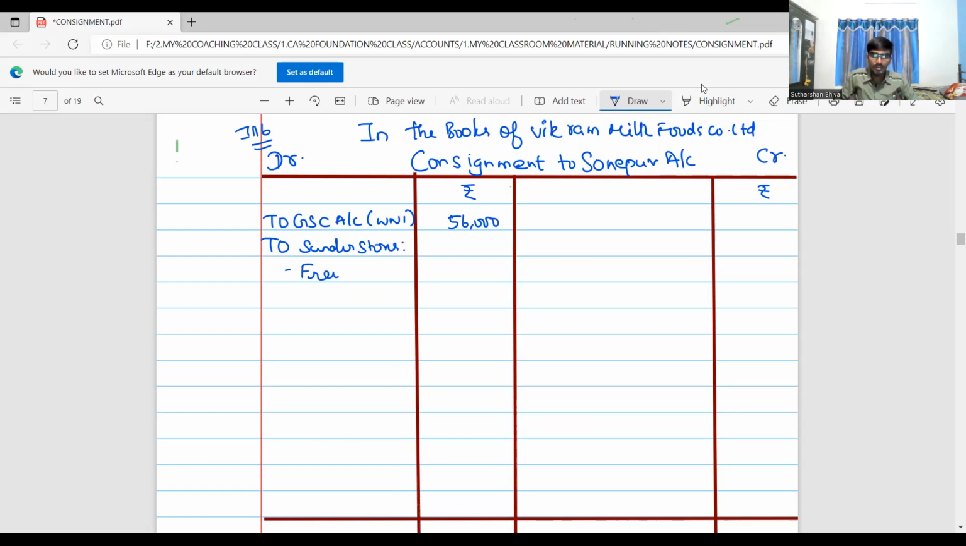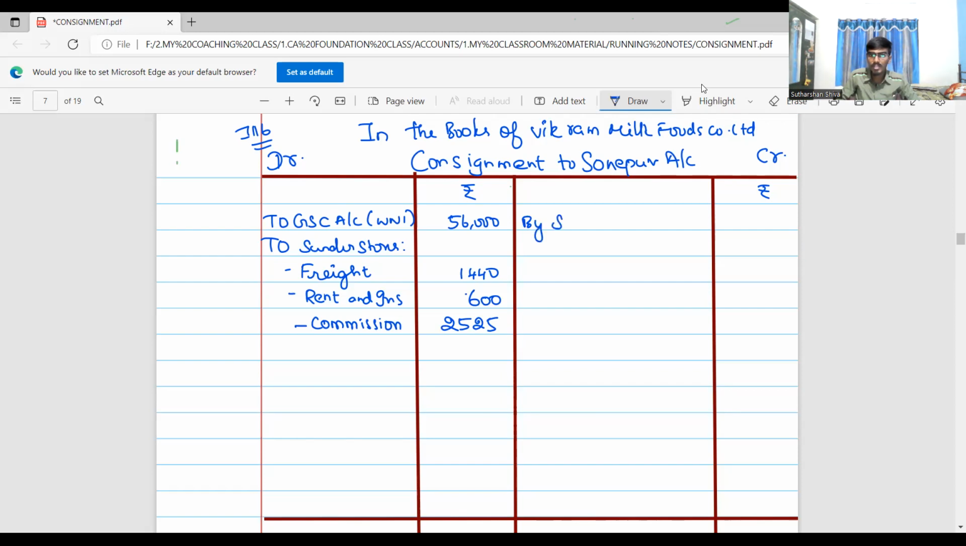Write rent and insurance and commission. Right, these are the expenses. So what are the expenses? 1,440, 600, 2,525. Right. Then there are sales, right?